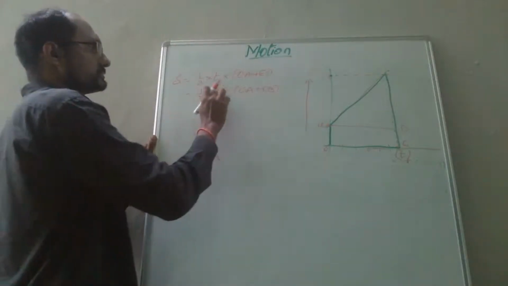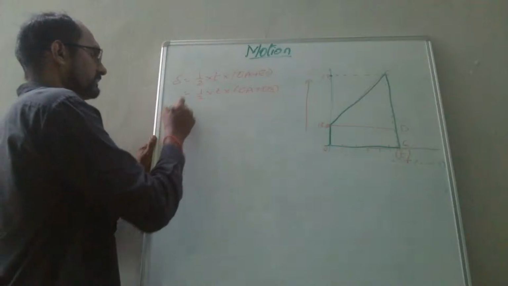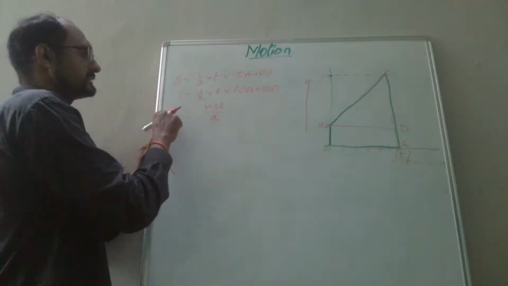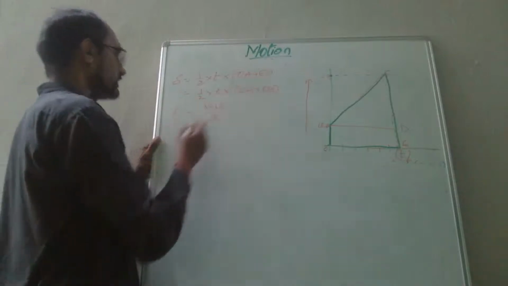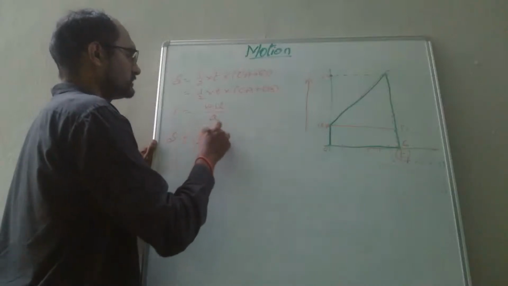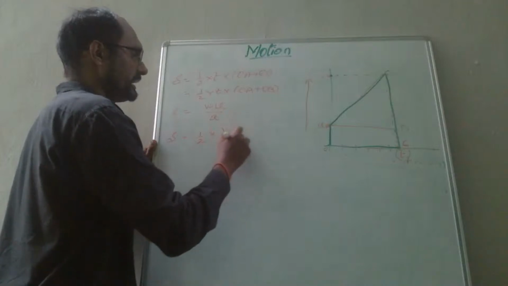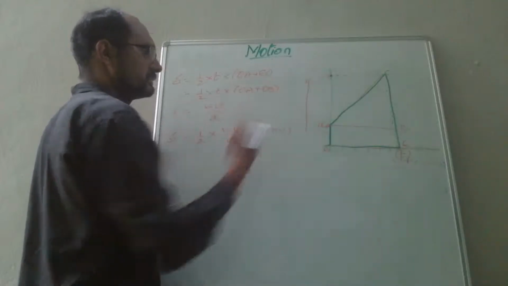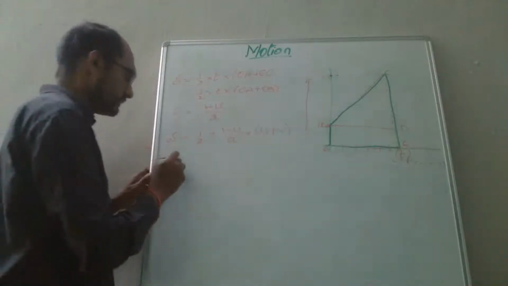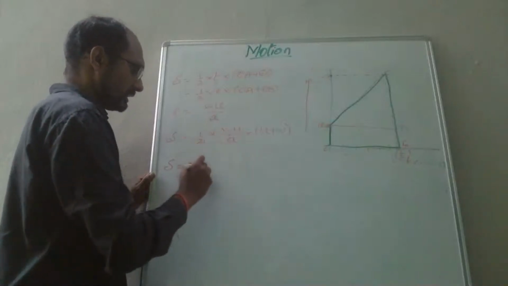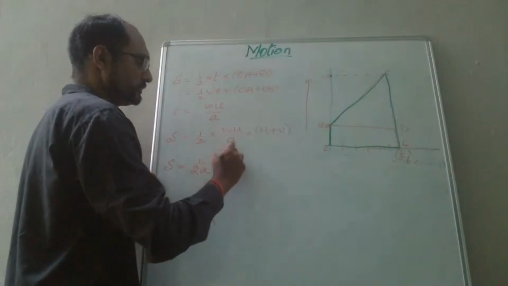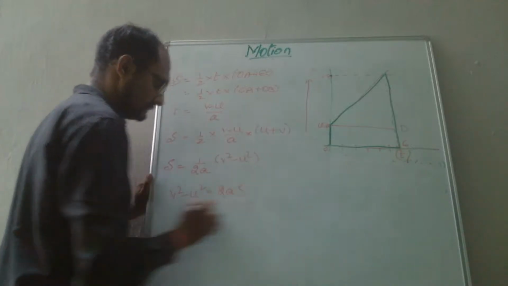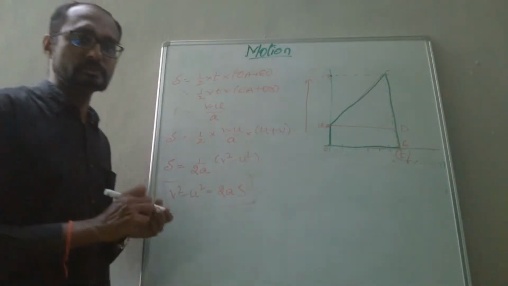Now we have time. From the formula of acceleration, A is equal to V minus U by T, so I can write T is equal to V minus U by A. I will substitute that here. I get S is equal to half into, in place of T, V minus U by A, into OA, which is U, plus OB, which is V. Again, it is a direct calculation. We got S is equal to 1 by 2A into V minus U into V plus U, which is V square minus U square. So we get V square minus U square is equal to 2AS. This is the third equation of motion using the graph.